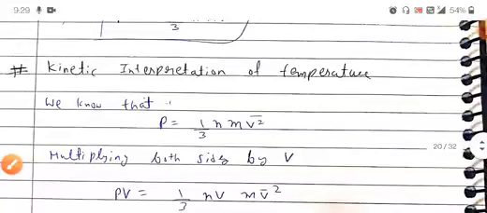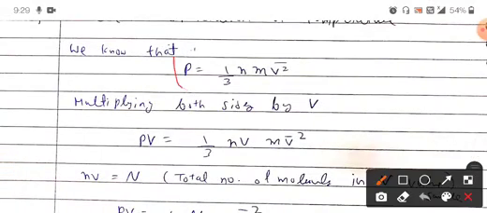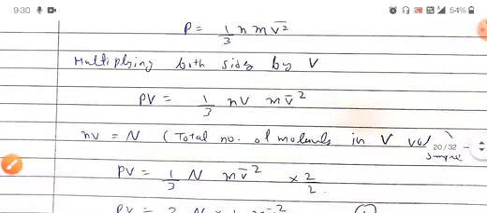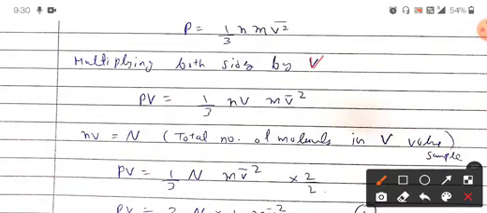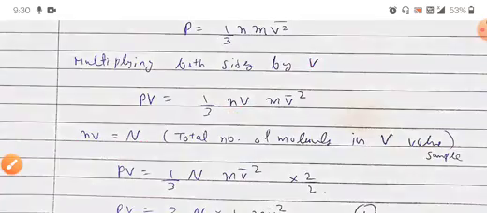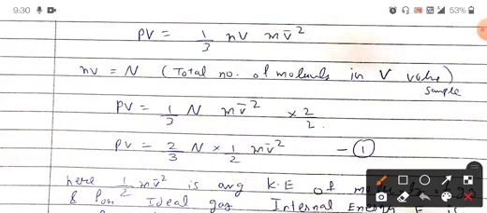Now kinetic interpretation of temperature, the new topic. We know that pressure exerted on the wall will be equal to 1 by 3 nm v bar square. Now multiplying both sides by capital V. Capital V is the volume. So PV is equal to 1 by 3 small n V small m v bar square. Now small n into V is equal to the total number of molecules, that is capital N. Total number of molecules present in the V volume of sample. Sample means sample of gas. So now PV is equal to 1 by 3 capital N small m v bar square.